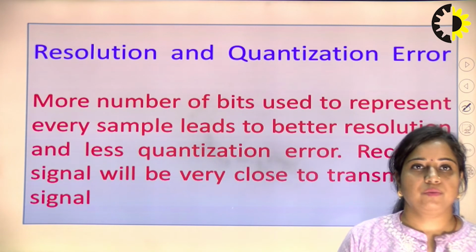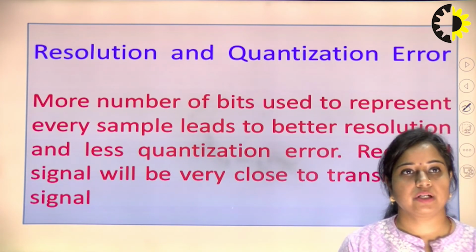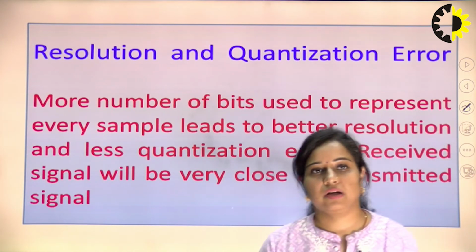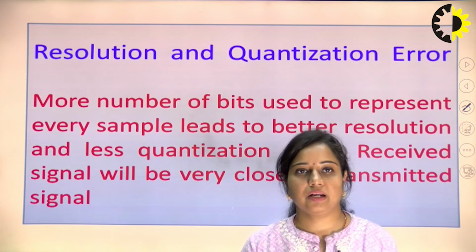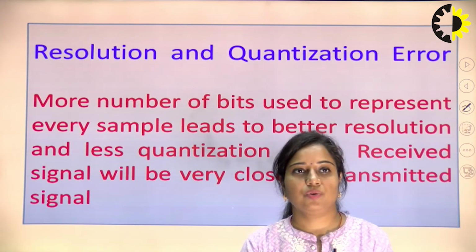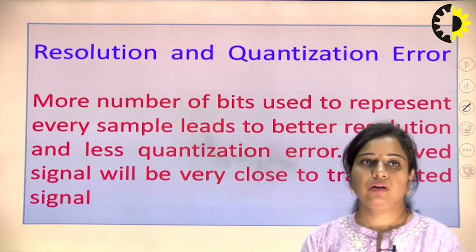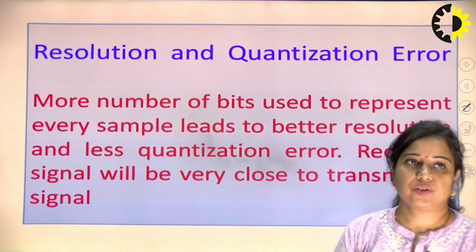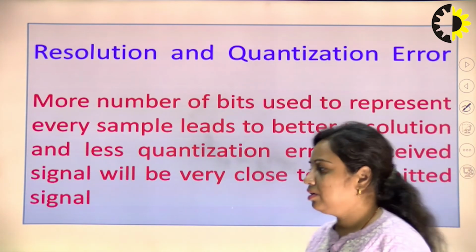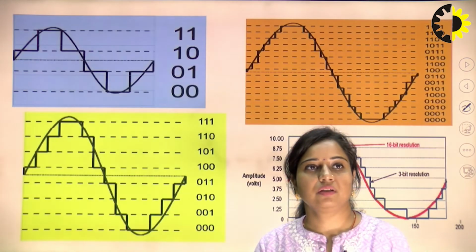So, more number of bits used to represent every sample leads to better resolution and less quantization error, which means that if somehow we can collect a larger number of samples from the input signal, then it is going to ease our work and it will reduce the noise that has been generated. So, the received signal will be very close to the transmitted signal. This is what we have learnt about the error.